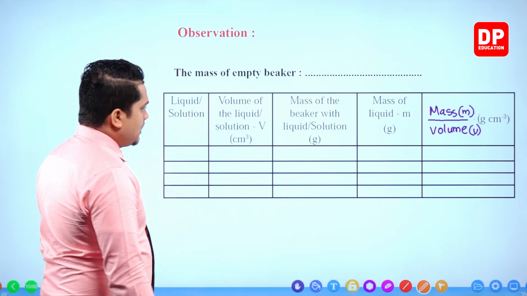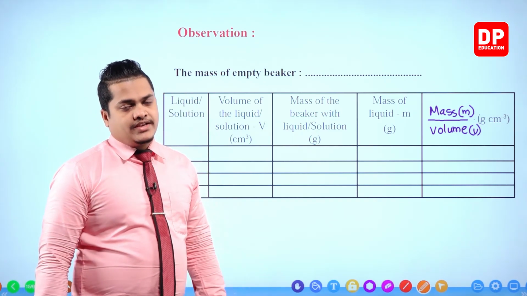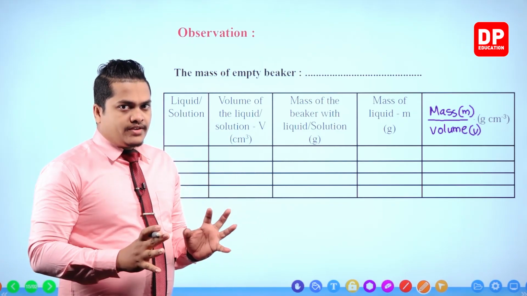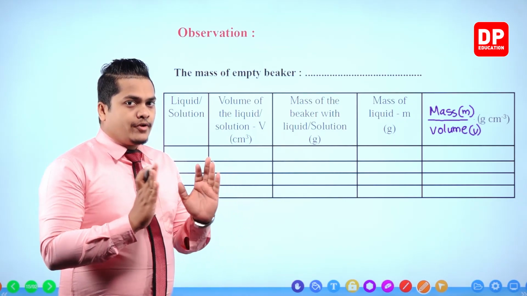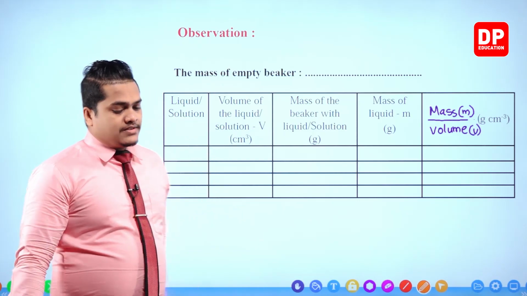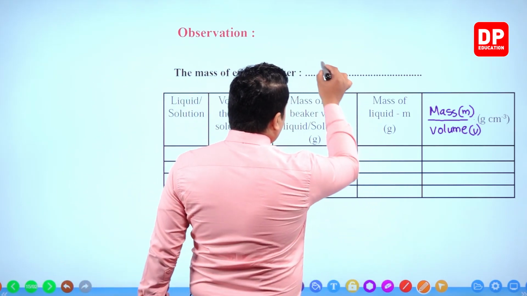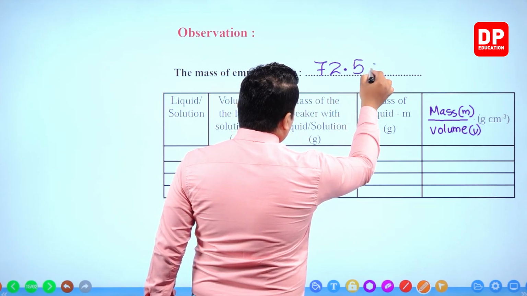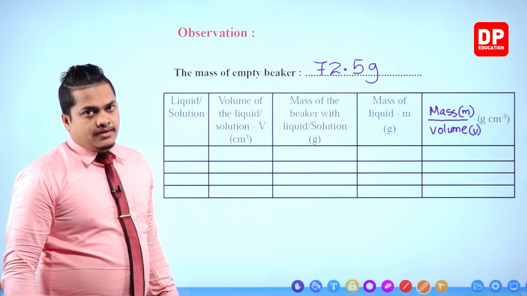So first of all, we are going to take the mass of the empty beaker. I hope that you have looked at the scales, my dear children, and noted them down. So you know that the mass of the empty beaker was equal to 72.5 grams. So we'll mention here 72.5 grams. This is the mass of the empty beaker.